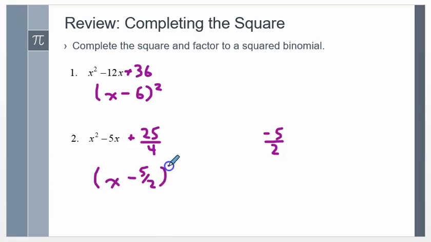So the factoring for this expression here comes down to x minus 5/2 in parentheses squared. So that was just a quick review of completing the square, which is used for the second strategy I showed you on the last slide.